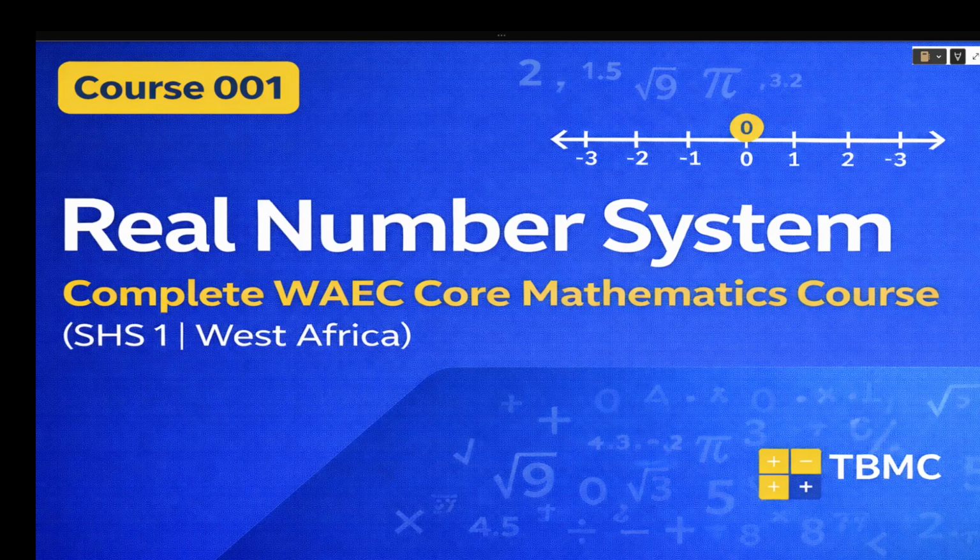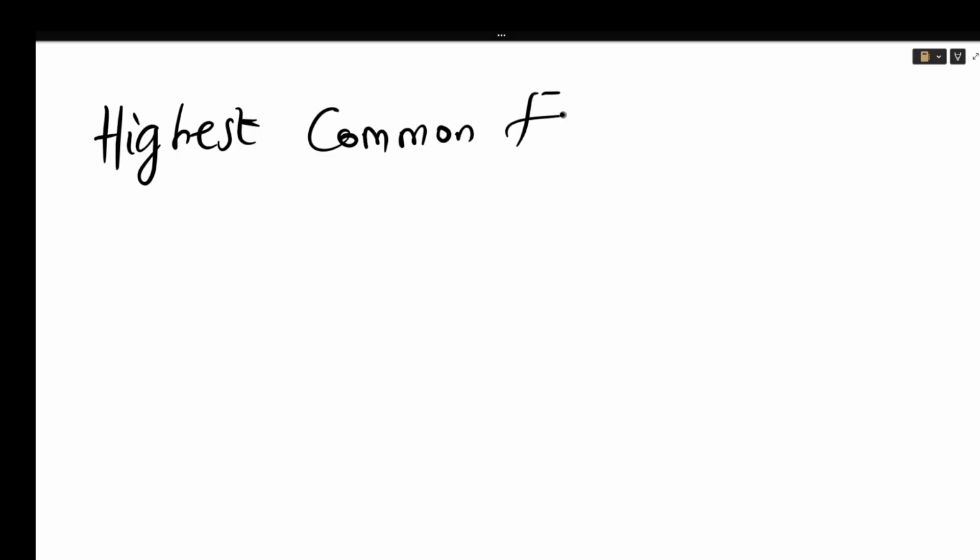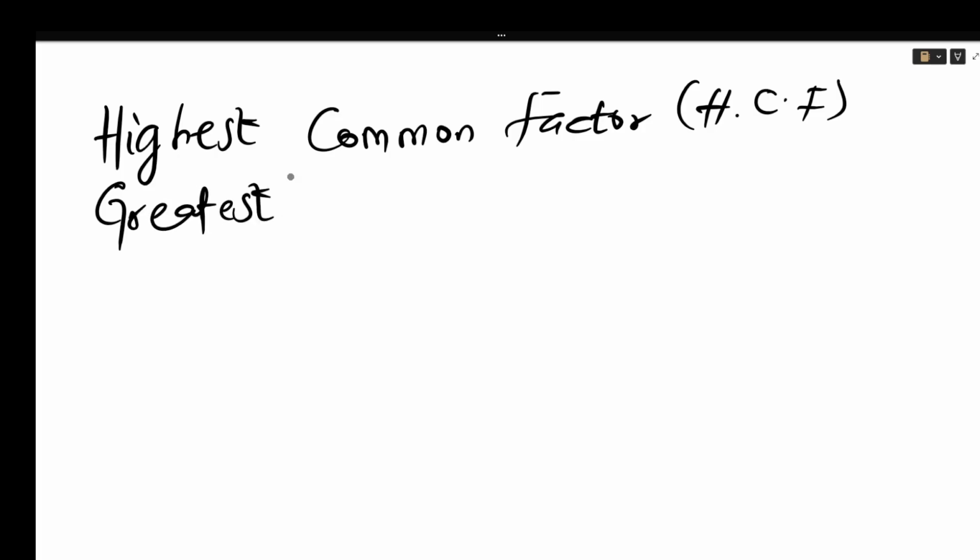The highest common factor of two or more numbers. I mentioned this topic in the previous lesson, and we will be looking at it today. Therefore, whatever we learned in the previous lesson, we are going to build upon it. And I mean the prime factor tree. We are going to build upon the prime factor tree.